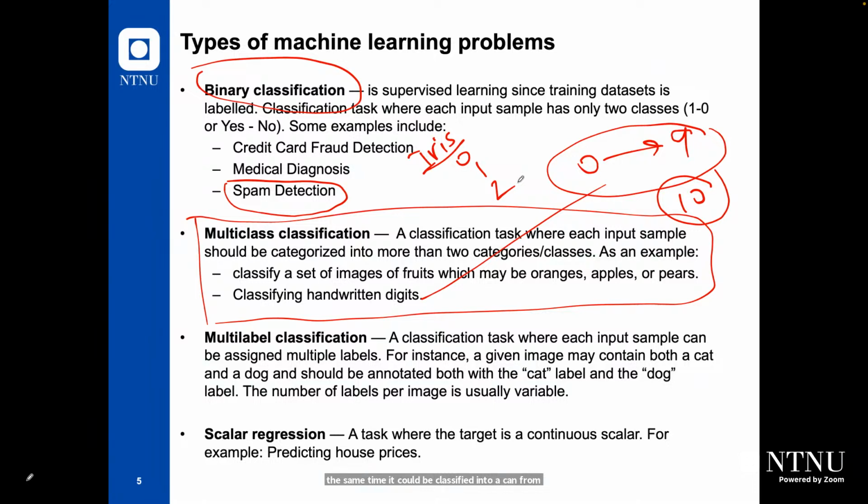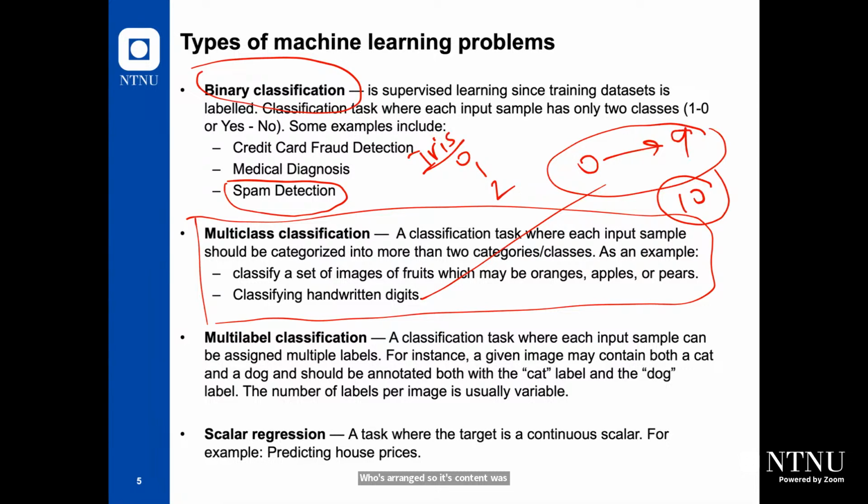Scalar regression, regression problems. We know regression problems. The task here is that the target is a continuous scalar, right? For example, predicting house prices. When you are predicting house prices, it's not yes and no, it's not a class, but it's a continuous scalar. It's a number. Predicting wages, income, right? So it's also a continuous number. So I need to predict your income next year, for example. So it should be a number within a range. So it's a continuous scalar. So in this case, it would be a regression problem.